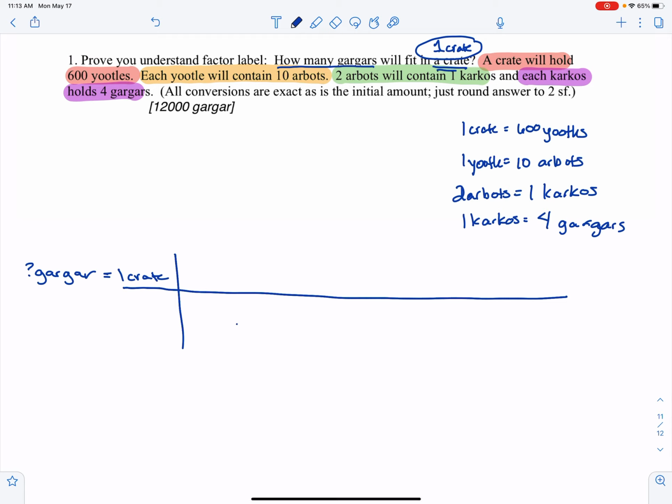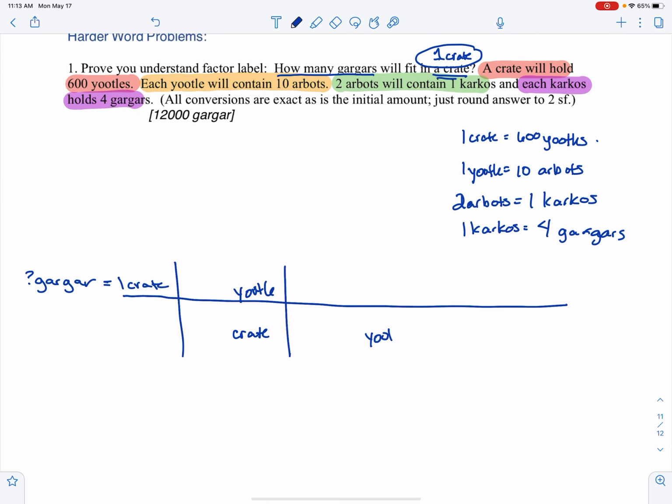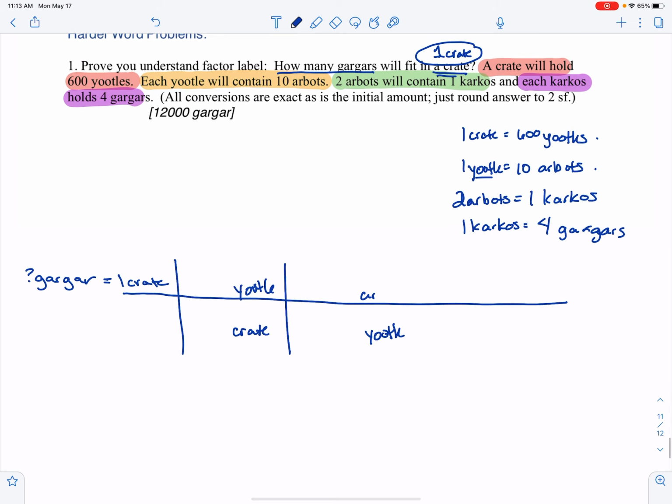So I'm just going to put my units in place. I've got to get rid of crates. It goes diagonally downwards. And then I look over here. I can get a crate to a util. And then again, I'm not looking yet. I'm just automatically dropping that util diagonally down. Here's another util one right there. That takes me to an arbot. And again, I'm just dropping it diagonally. Here's an arbot to a carcos. And again, I'm just dropping that carcos diagonally. And it takes me to a gargar, which is what I need, a gargar.